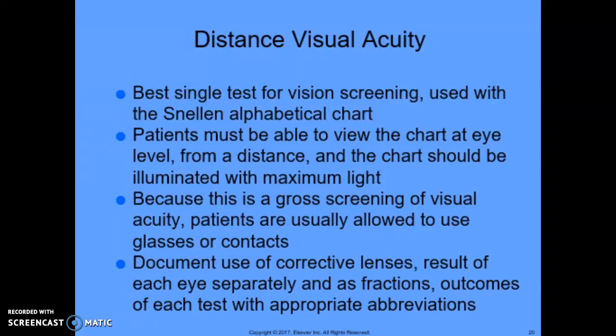Distance visual acuity. The best single test for vision screening is the Snellen chart, the alphabetical Snellen chart. Patients must be able to view the chart at eye level from a distance, and the chart should be illuminated with maximum light. So it's important when selecting a place in the office, which will probably already be selected for you, to make sure there's maximum lighting in the area.